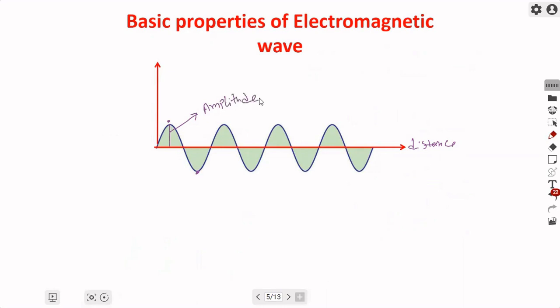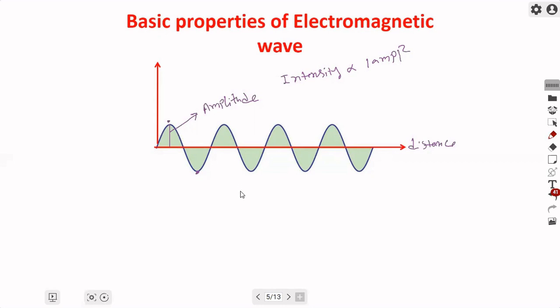This is the property associated with the brightness or intensity of the wave. Actually, the intensity of the light is proportional to the amplitude squared.